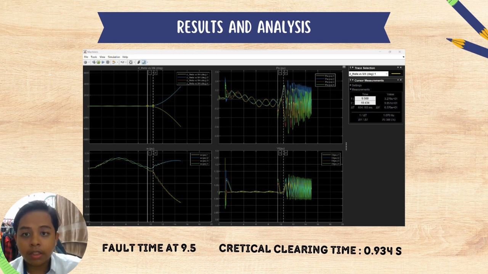Then, lastly, the graph demonstrates that we set the fault time to 9.5 seconds, resulting in a critical time of 0.934 seconds. The critical clearing time is the time required to resolve an issue in the power system so that it remains stable and functions normally. This graph indicated that it became steady after 10.4 seconds and has an angle of 26.78 degrees.